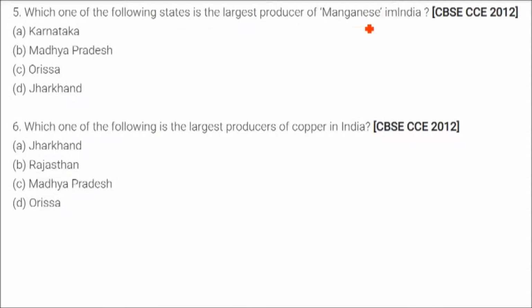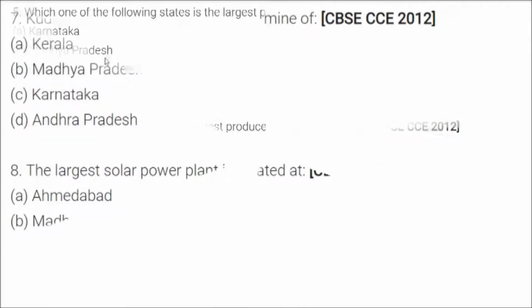Which one of the following states is the largest producer of manganese in India? Manganese, and it is Odisha. Which one of the following is the largest producer of copper in India? This is Madhya Pradesh. Six is C, Madhya Pradesh.